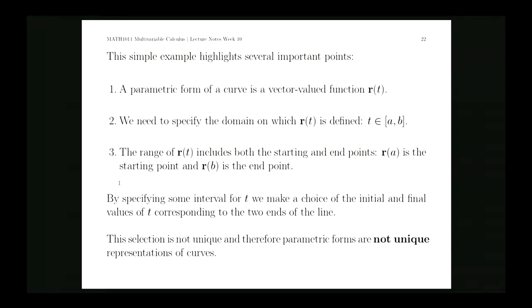Now, this simple example highlights several important points, because not only do we have to find a vector representation of this thing, we are going to be doing calculus with it. So there's a couple of things we need to do beforehand. A parametric form is obviously a vector valued function. If it's a 2D curve, it has 2 components. If it's a 3D curve, it has 3 components. And if you want to go to higher dimensions, you can, but we won't because you can't really visualize it. You need to specify where the curve starts and ends. If I want to calculate the length of a curve, I need to know the length from where to where. So you do need an interval of t.